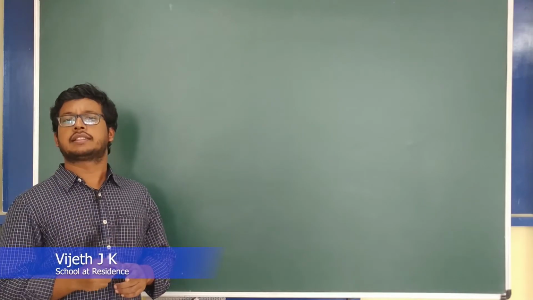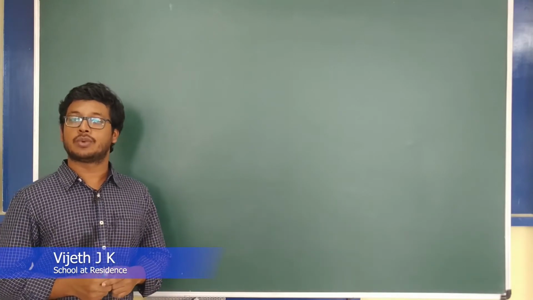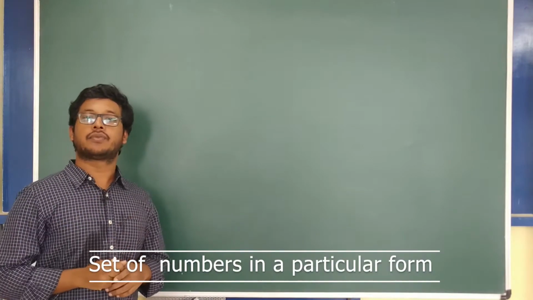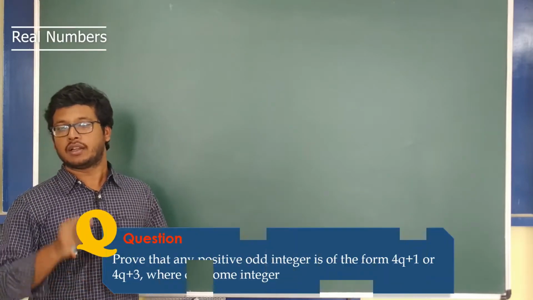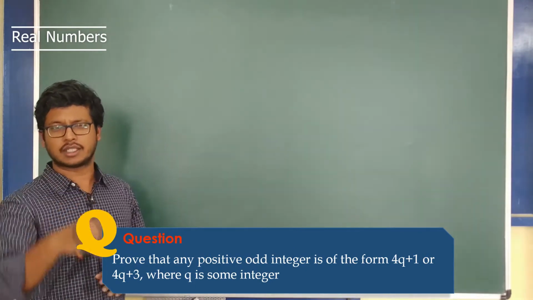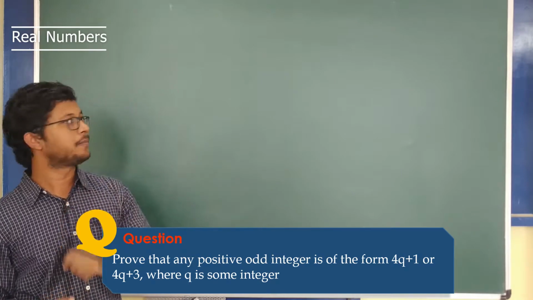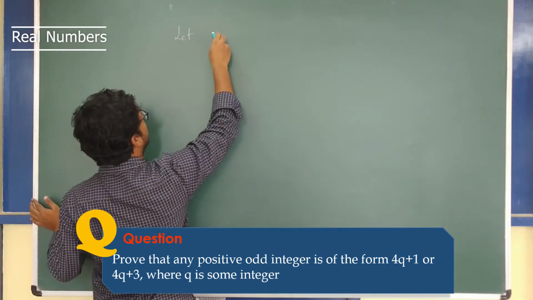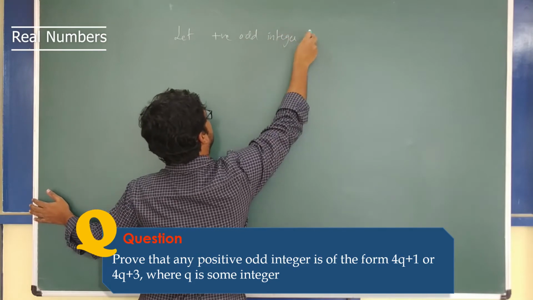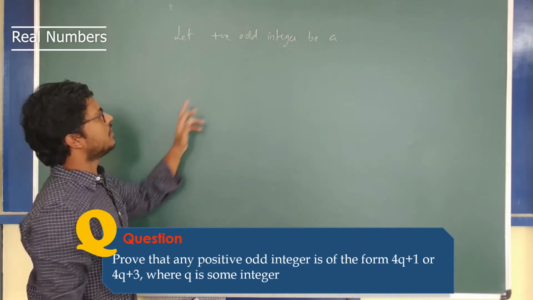In this lecture, along the same lines as the previous one, we will prove that any positive odd integer is of the form 4q plus 1 or 4q plus 3. Again, the arguments will remain the same, we will just do it for the sake of completion. So let any positive odd integer be a.